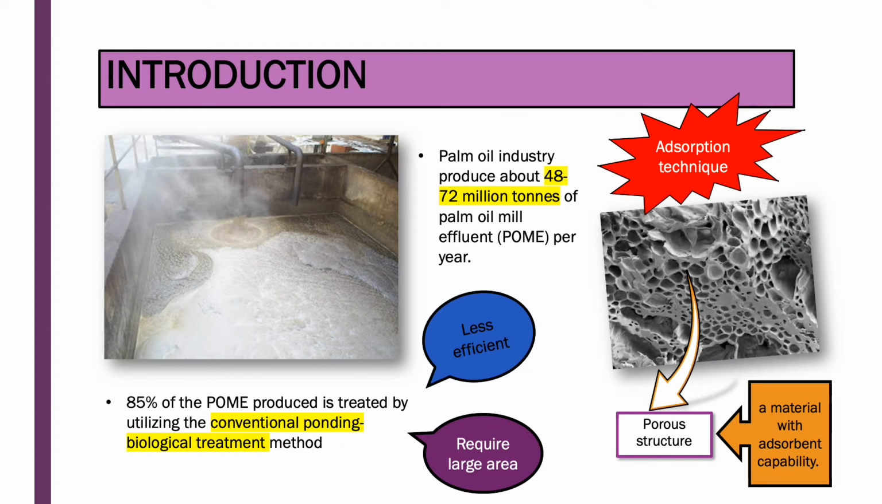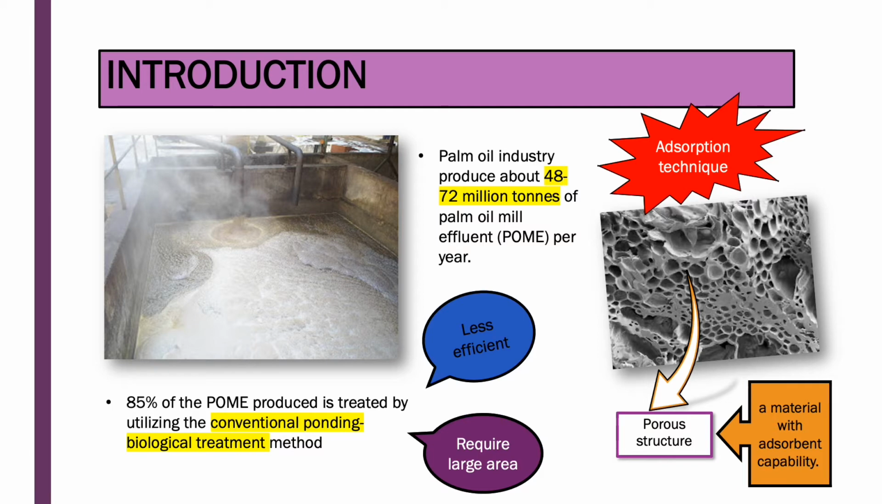As an introduction, Malaysia is the world's second largest palm oil producer after Indonesia. In 2018, the gross domestic product of palm oil was estimated to be approximately 38 billion Malaysian ringgit, which holds around 38% of the agricultural sector GDP.